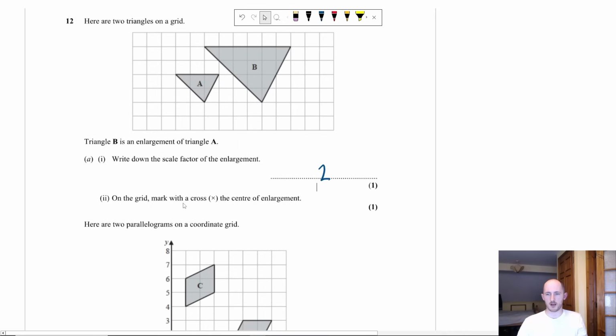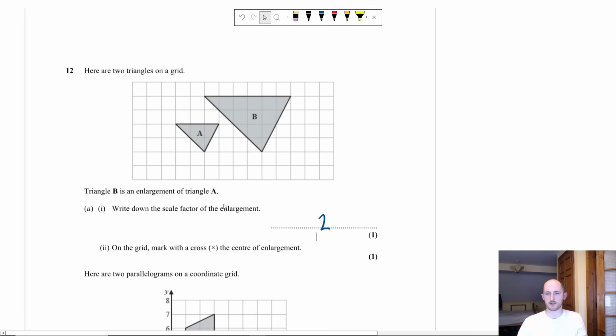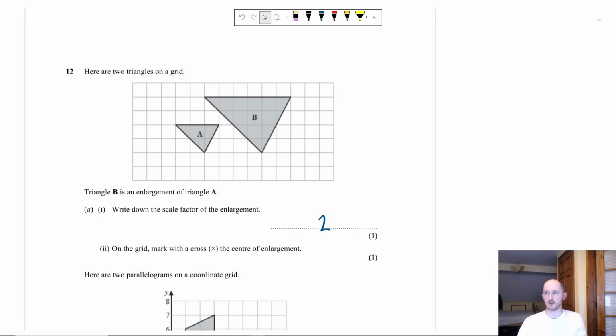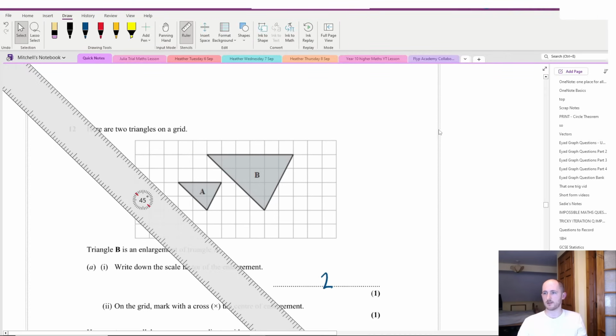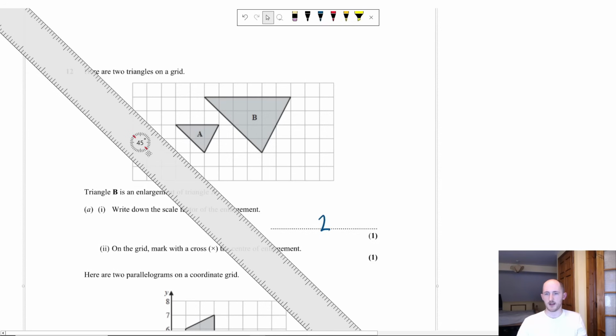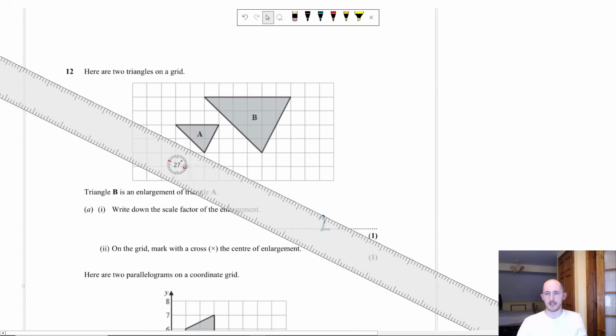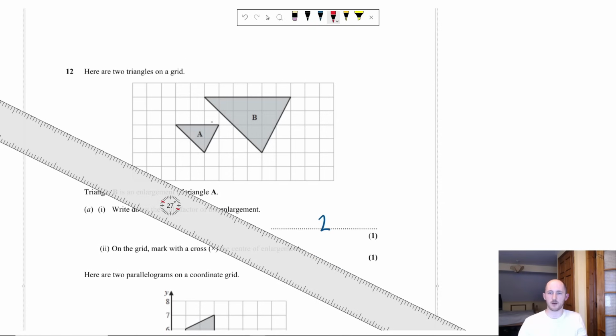On the grid, mark with a cross X the centre of the enlargement. So how do you find the centre of enlargement? Well, here I'm going to have to do something a bit spicy. I need to use a ruler. What you do is, can you see, actually before we get going, that this point here corresponds to this point here on the other triangle.